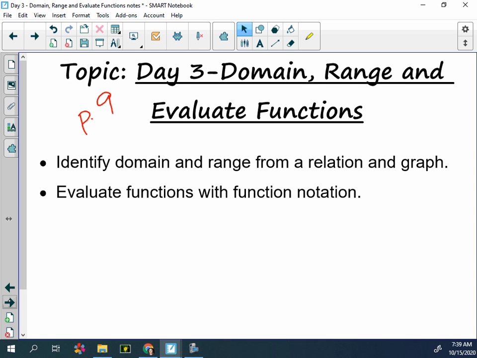I spelled domain wrong. You might want to fix that. I just noticed that yesterday. Not domain, whatever that word is I typed. So, domain, range, and evaluate functions is what we're going to do today.